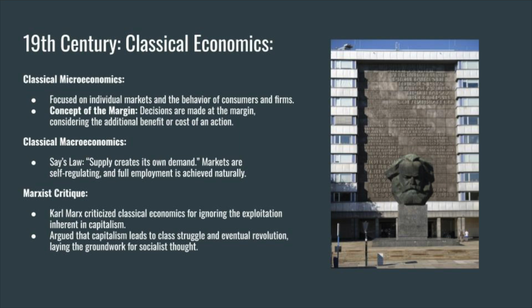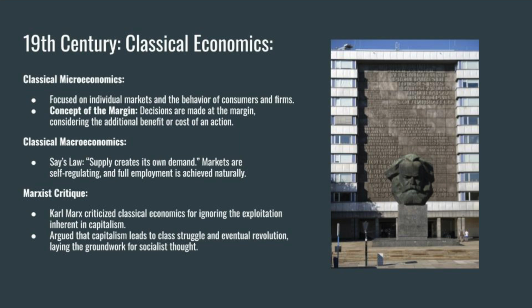19th century, classical economics and Marxist critique. The 19th century saw the rise of classical economics, which focused on microeconomic principles such as utility and the concept of the margin. Classical economists like David Ricardo and John Stuart Mill developed theories around production, distribution, and value. The concept of the margin became central to classical microeconomics, where decisions are made based on marginal utility. How much additional satisfaction is gained from consuming an extra unit of a good or service?